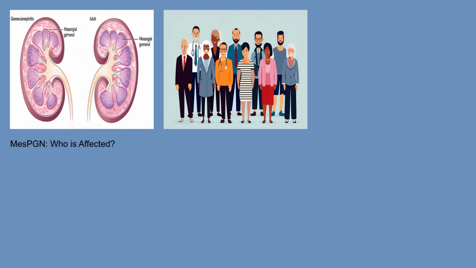While MES-PGN can affect people of all ages, it's more commonly diagnosed in children and young adults. Determining the exact prevalence and incidence is challenging because many cases are diagnosed after a long period of progression, and some may remain undiagnosed. Certain populations with higher rates of associated conditions, like hepatitis C or autoimmune disorders, might have a higher likelihood of developing MES-PGN.